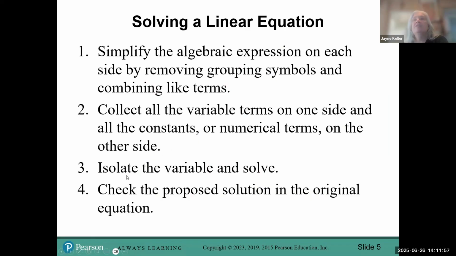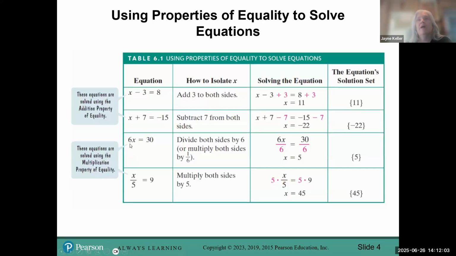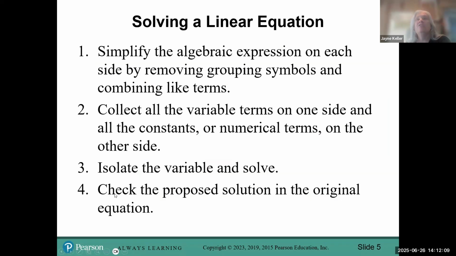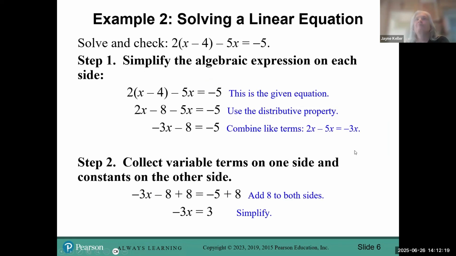And then once I've done that, I isolate the variable, and that's where my addition and subtraction, or my division or multiplication comes into play. And then finally, I do what we were doing on that last step, where we take the value, the solution, plug it into the original equation, and make sure that we have an equation that is true. So let's see what that looks like.